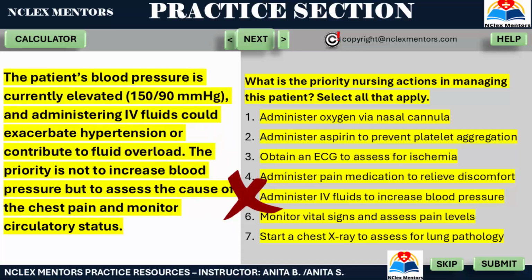5. Administer IV fluids to increase blood pressure. Incorrect. The patient's blood pressure is currently elevated, 150 by 90 mmHg, and administering IV fluids could exacerbate hypertension or contribute to fluid overload. The priority is not to increase blood pressure, but to assess the cause of the chest pain and monitor circulatory status. The patient's current blood pressure does not indicate the need for IV fluids at this stage.